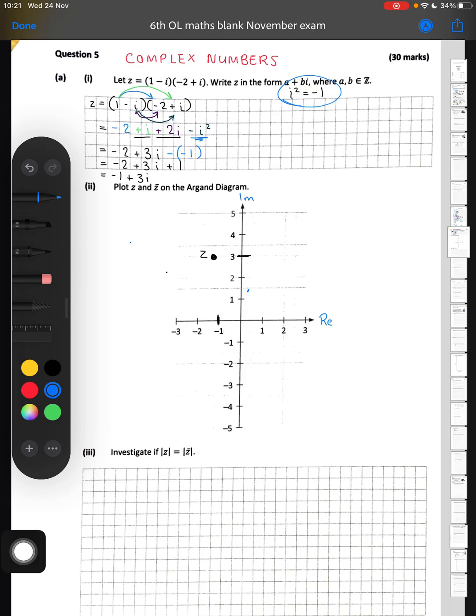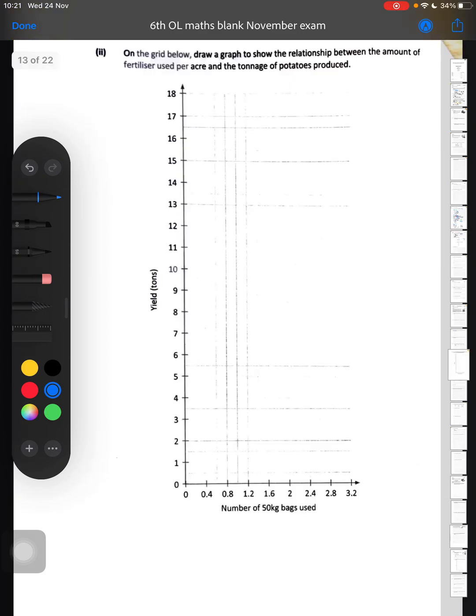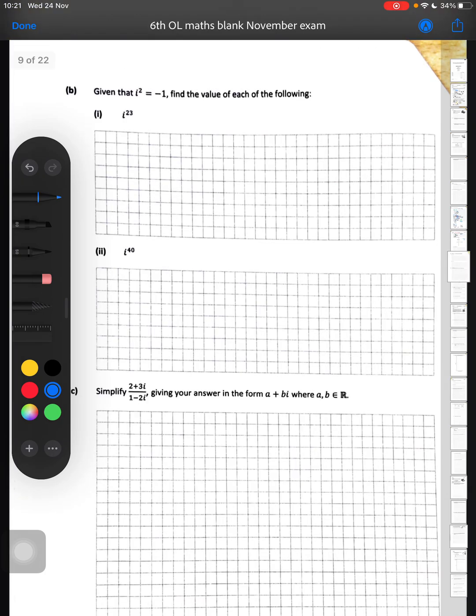Okay, and then it says Z with a line over it. So that's the complex conjugate of Z. So when it's the complex conjugate, we change the sign of the imaginary part. Okay, so if you didn't get it, take that down.